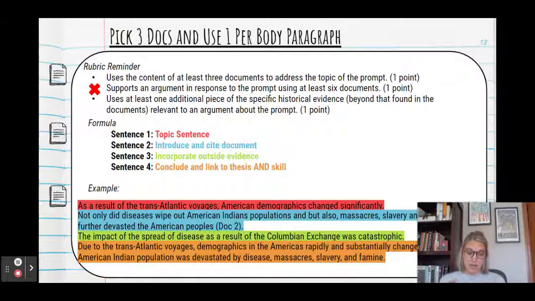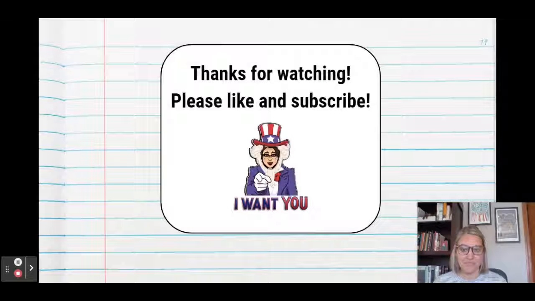This is much briefer. It's 4 sentences instead of 9. It's only using one document, and still the Columbian Exchange is outside evidence. But like I said, if you did this 3 times, you likely would be earning 2 out of the 3 points for the use of evidence category.